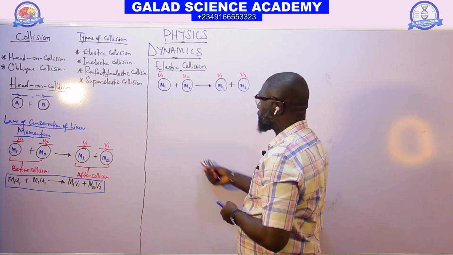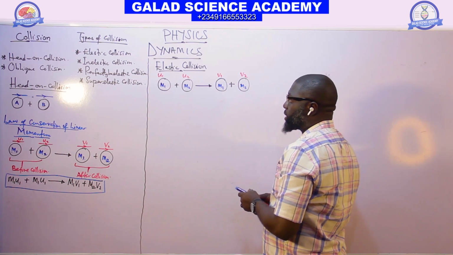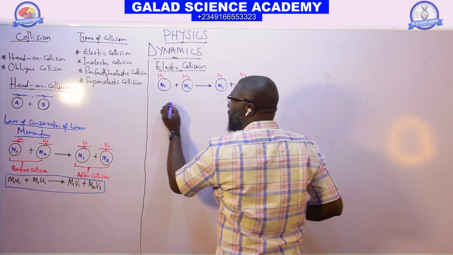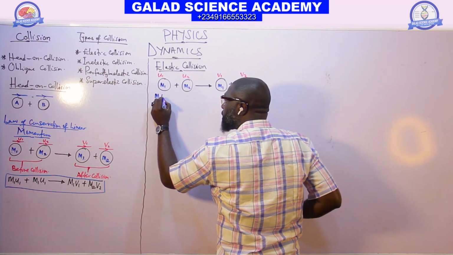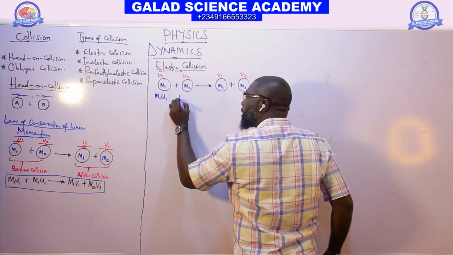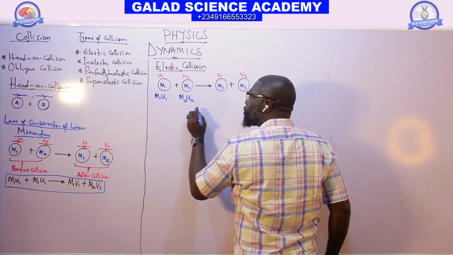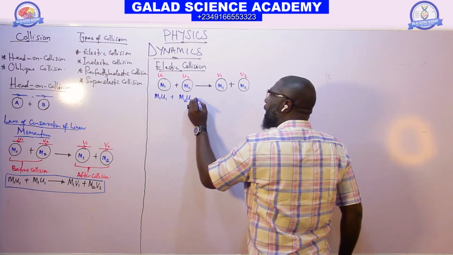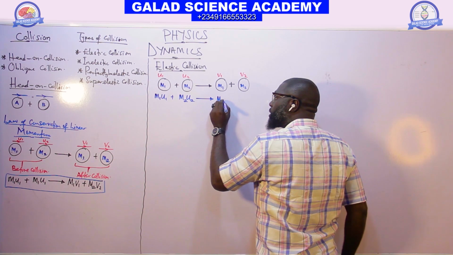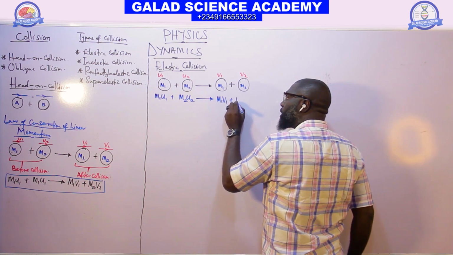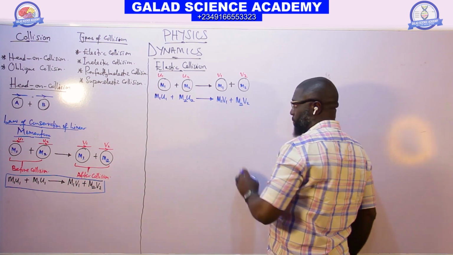So for this body now, we have the mass of the body M1, U1. This one will be M2, U2, which is momentum. And after collision, it gives us M1, V1, M2, V2.